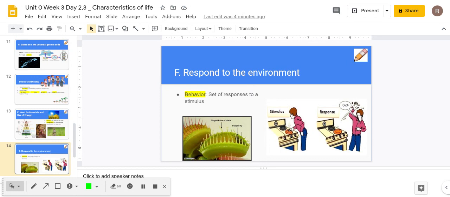Another example of responding to the environment would be a Venus flytrap. Venus flytraps have little hairs on them, and when anything comes near or stimulates those little hairs, it knows to close itself. And that is the way that it catches food. It's responding to its environment. As soon as something touches it, it closes, and therefore it's going to be able to eat.